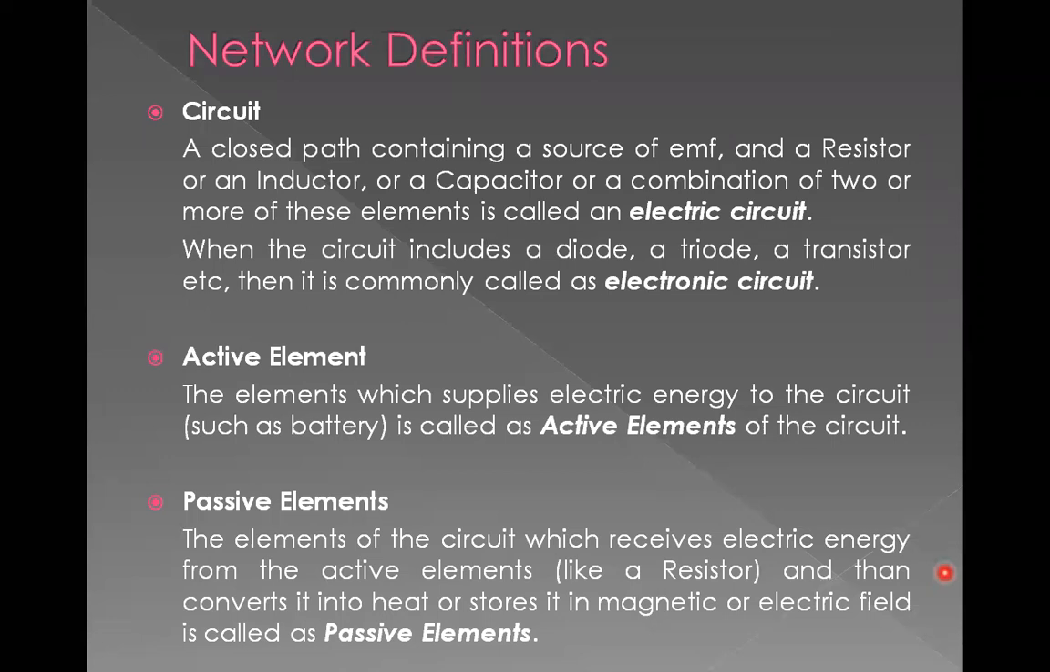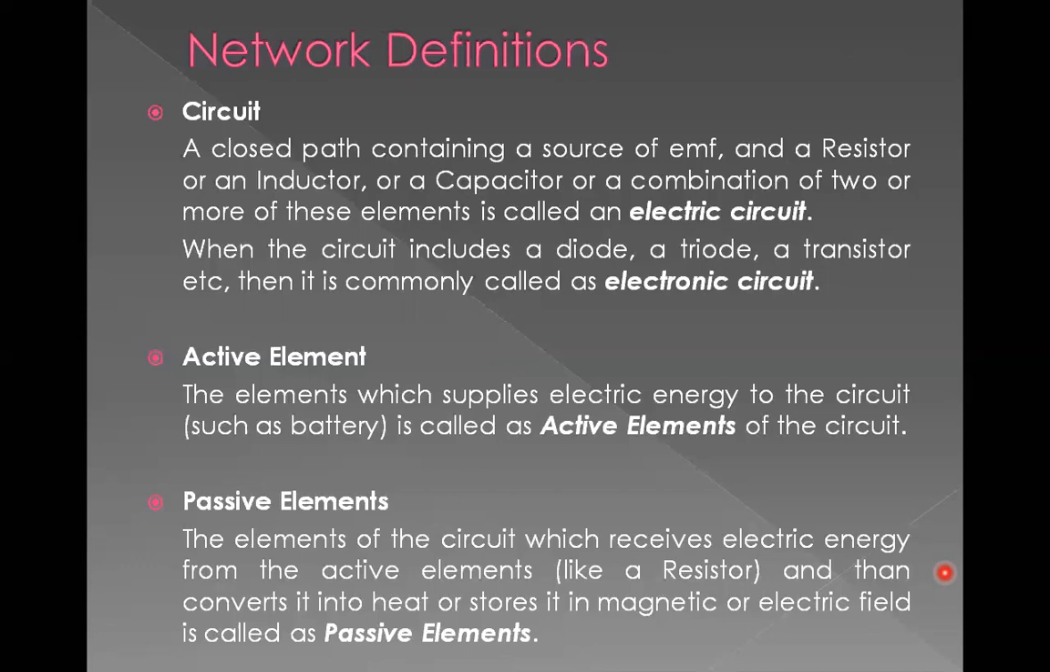So what is circuit? A closed path containing a source of EMF and a resistor or an inductor or a capacitor or a combination of two or more of these elements is called an electric circuit. Similarly, when a circuit includes a diode, a triode, a transistor, etc., then it is commonly called an electronic circuit. So this is a general difference between an electric circuit and an electronic circuit. So if any semiconductor materials are used in the circuit, then that can be called an electronic circuit.